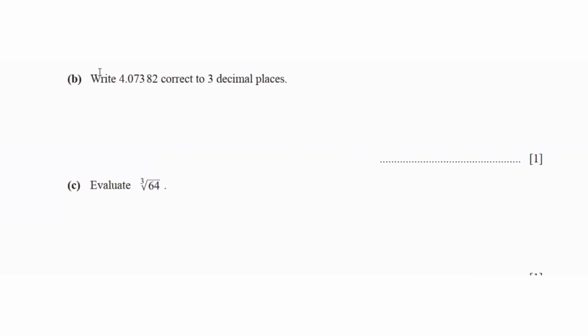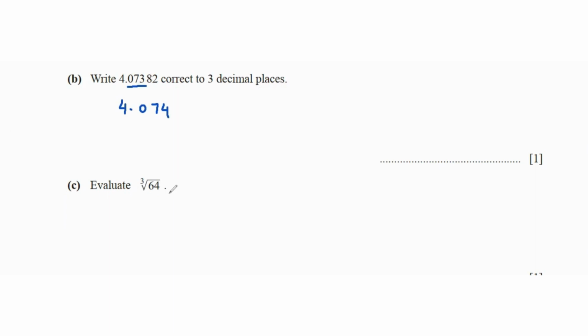Part B says write 4.07382 correct to 3 decimal places. So that means we look at the 4th decimal place, which is 8. Now since 8 is greater than 5, that means we'll round the 3rd decimal place up to a number greater than it. So it's going to be 4.074. If 8 was less than 5, then 4.073 would remain as it is.